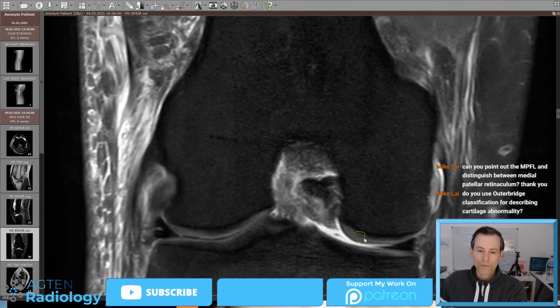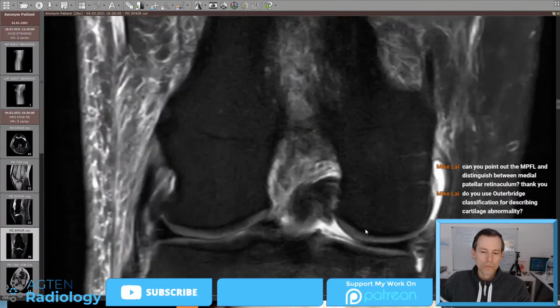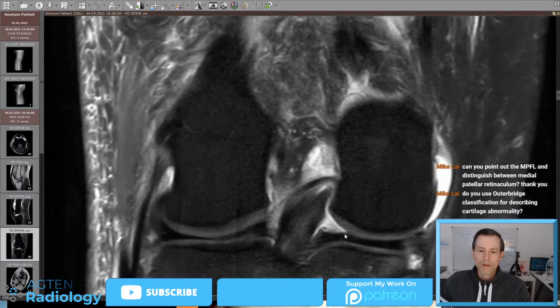I'm not a big fan of any kind of classification systems outside of research studies. There are other people that use them all the time. It's just a different way of approaching the thing. I think, especially if you don't have an orthopedic surgeon as a referring physician, you can confuse the GP or someone like that with these classifications quite a lot if you don't give the explanation of what it actually means. So that's why I prefer just to stay descriptive.